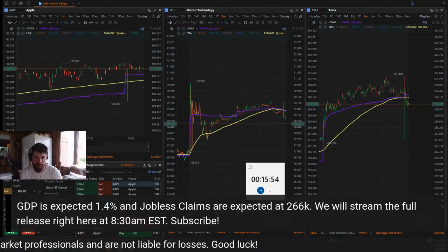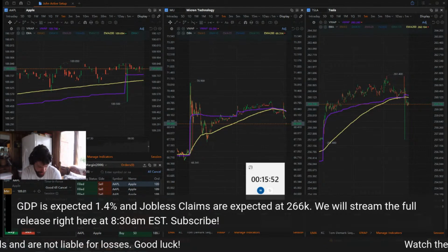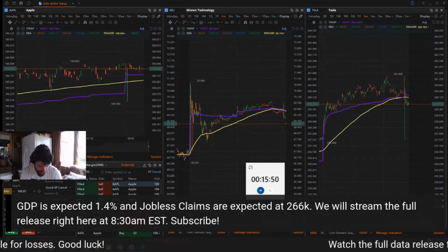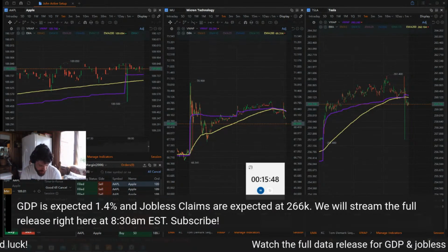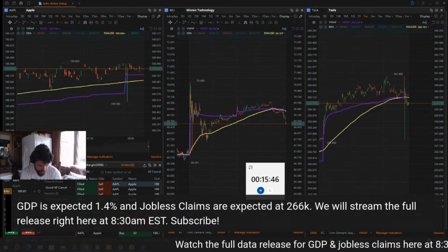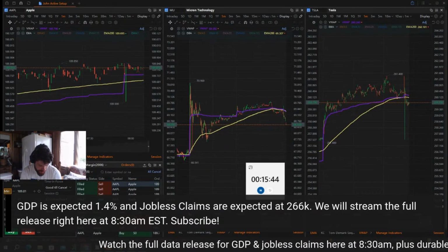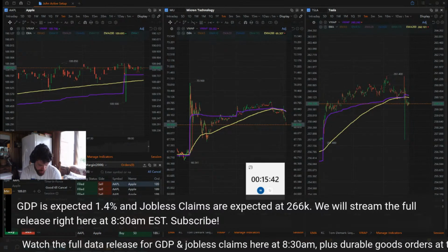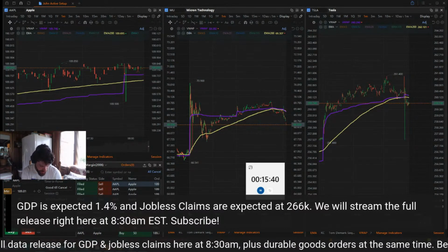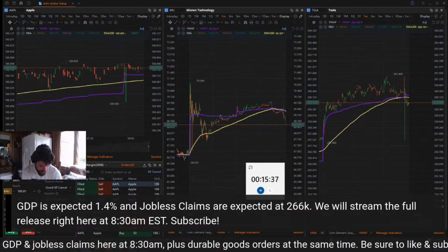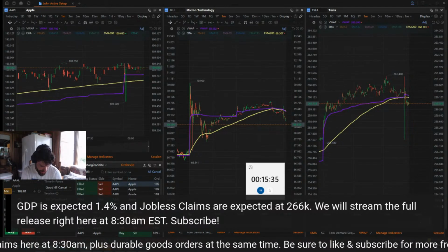All right, so market's trying to pull up. Tesla pulled back under the 200 EMA, under the VWAP now. Okay, we get a trend in.